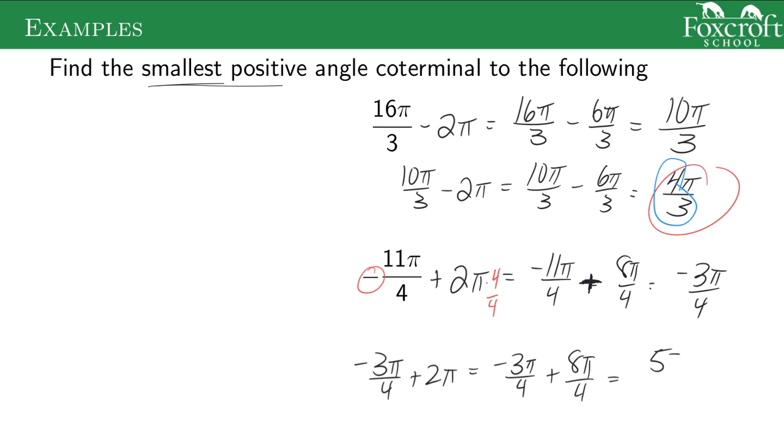And I get 5 pi over 4. And 5 pi over 4 is positive. It's smaller than 2 pi. It's one of those angles on the unit circle, so this is the thing we're looking for. We're looking at coterminal angles, the smallest one that would be on that unit circle diagram that we had to memorize two learning objectives ago.